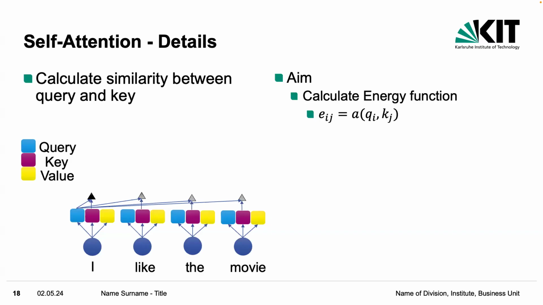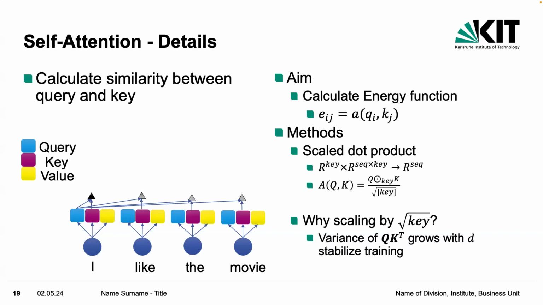And now the question is, how do you calculate this similarity? How do you say how similar two vectors are to each other in order to understand it? Justin, any ideas what you could do? You have one vector q_i and the other one is k_j. How do you say now how similar they are? Yes? That is one, or even the most common one. The scaled dot product.